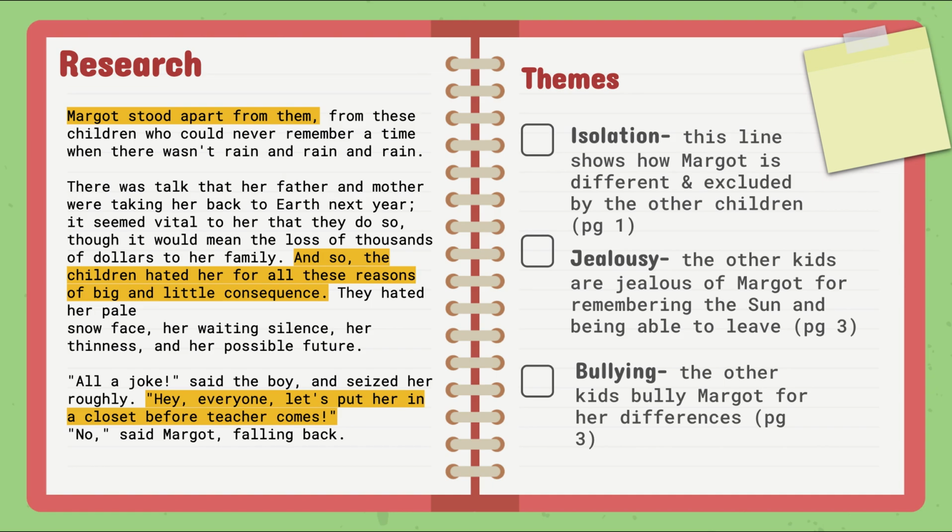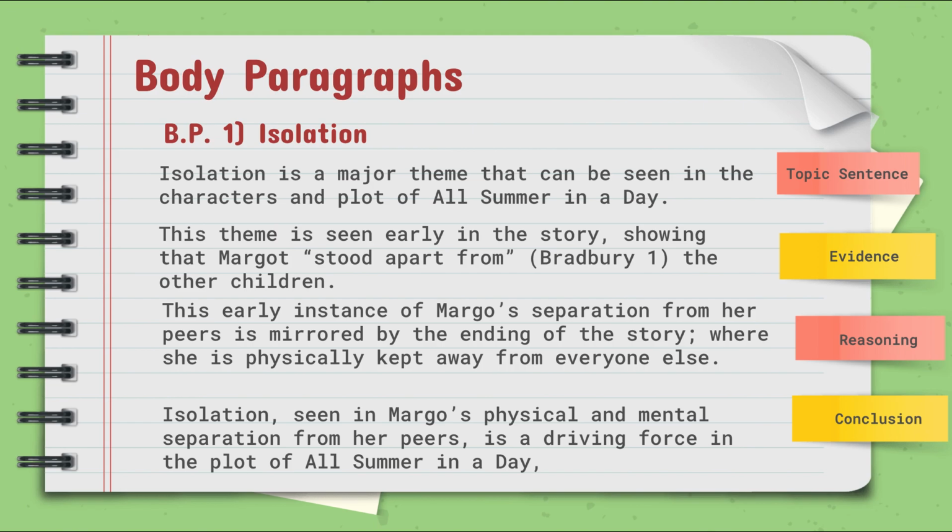Our second evidence is, "And so the children hated her for all these reasons of big and little consequence." This is an example of jealousy in this story, which is also another main theme. It's just showing how all these kids are jealous of her for all these random reasons. And it's on page 3. And our last one is showing bullying, and that's also another theme we're going to write about in one of our body paragraphs.